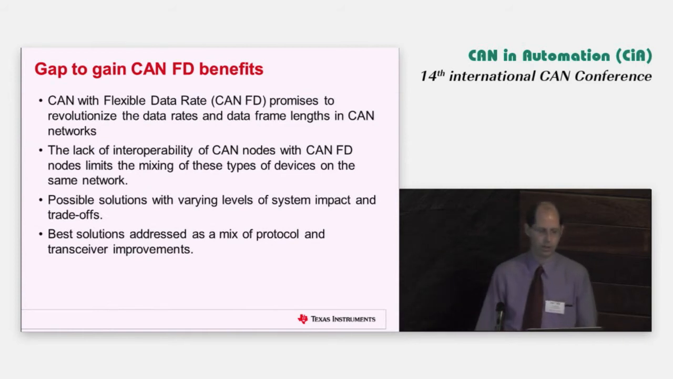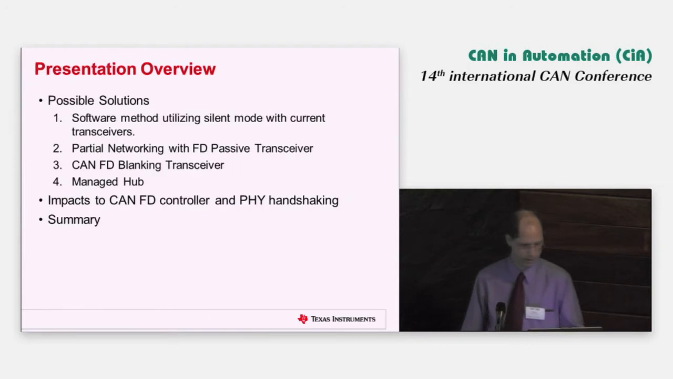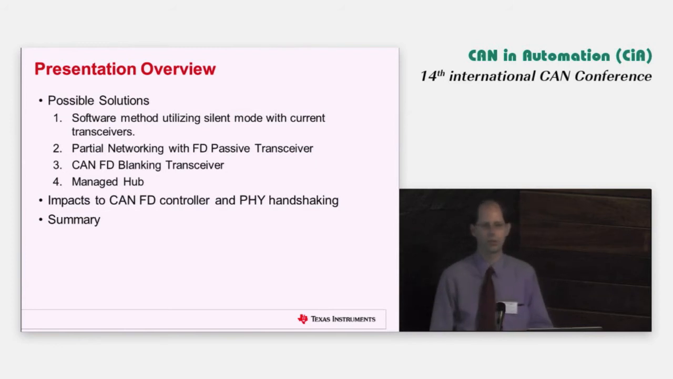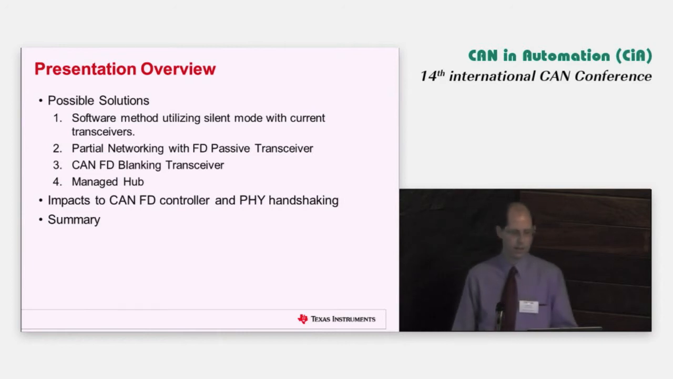So what we are showing here are some possible solutions with varying levels of system impact and trade-offs. And we see the best possible solutions being a mix of protocol and transceiver improvements. For presentation flow and overview, we're going to present 4 possible solutions. Some of these have been discussed before. A couple of them may be new. Then we're going to talk a little bit about the impacts of the CAN FD controller and PHY handshaking, and then have a conclusion.